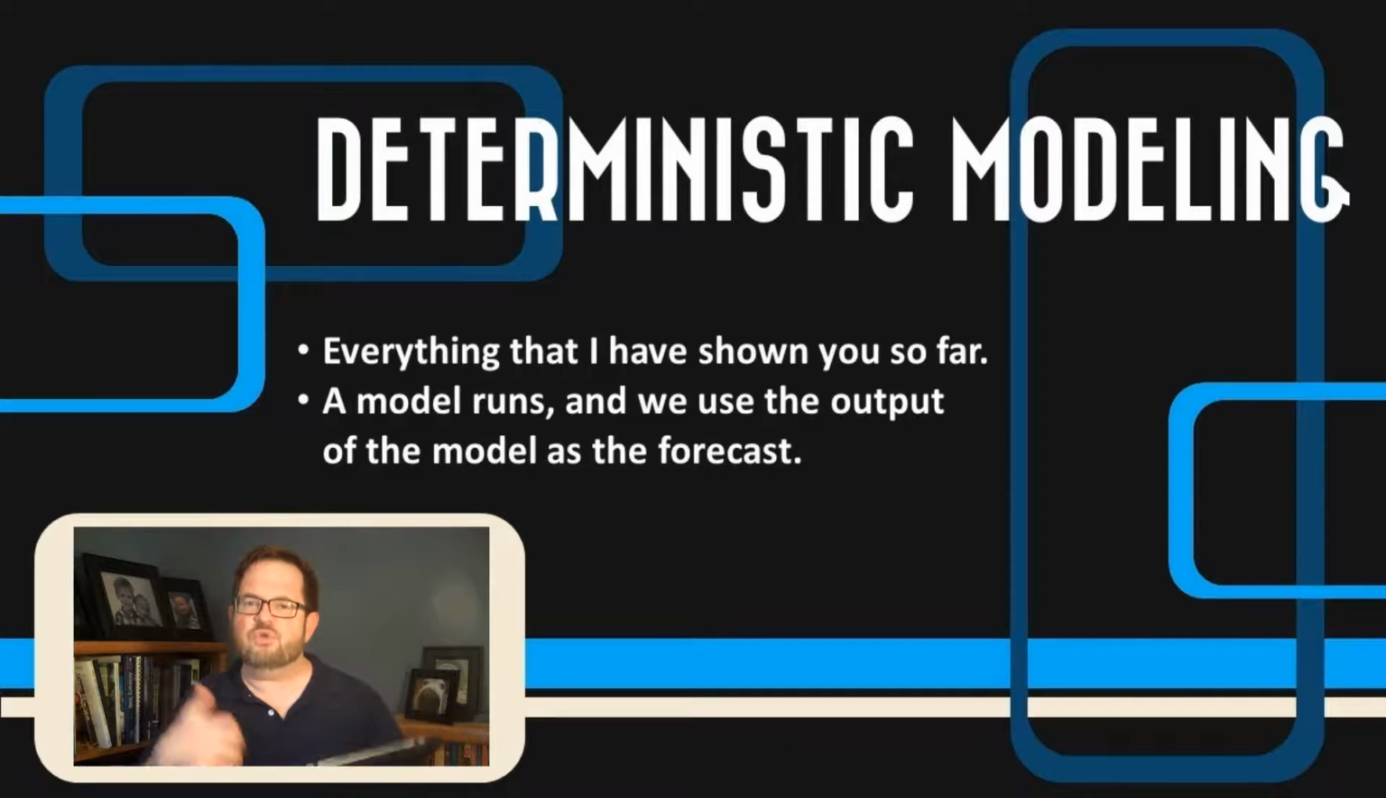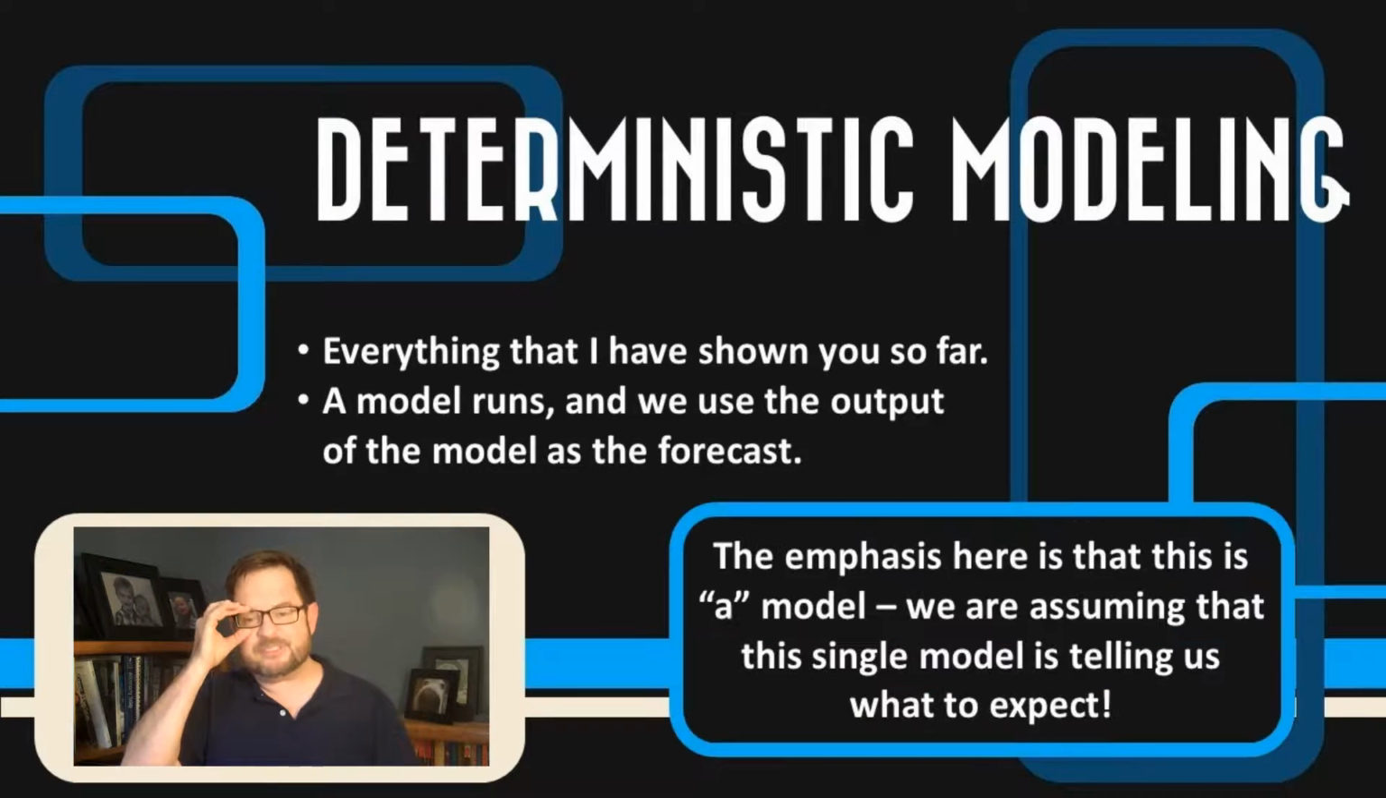Basically, everything that we have shown you so far about numerical weather prediction has been what we call deterministic modeling. Deterministic modeling says we take a model and we put input into the model, and then we see what the output of the model will be. And the emphasis here is that it's a model. We have one single model run, taking one set of input and creating one set of output, which is what we call deterministic modeling.